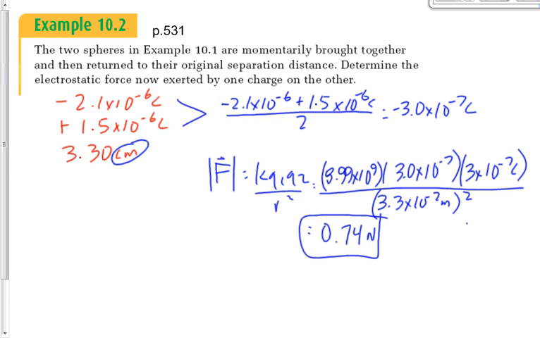Now, attractive or repulsive? Force is a vector. We need to know. Attractive or repulsive, Braden? Attractive. How do you know? Oh, or are they? Is it attractive? Hayden? They're both negative now, right? Braden, after they touch each other, they both become negative, right? So this is going to be a repulsive force.